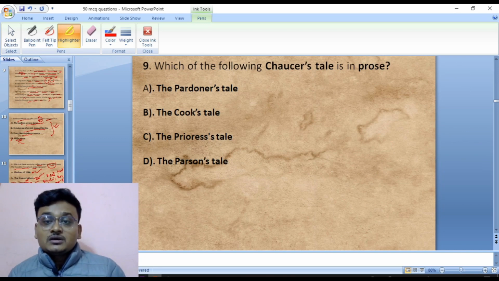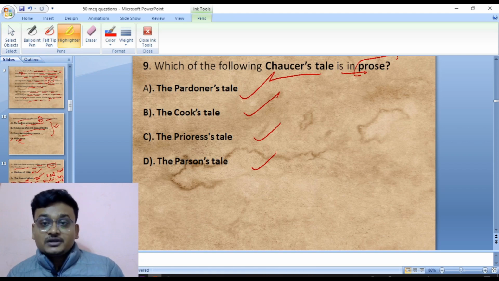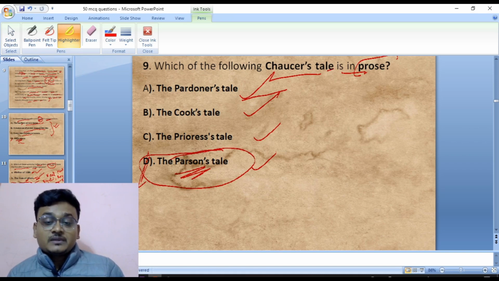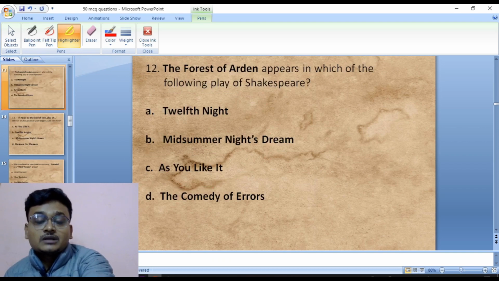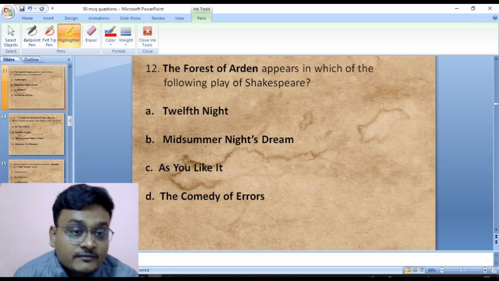Which of the following Chaucer's tales is in prose? Options are the Spardan's tale, the Cook's tale, the Prior's tale, the Parson's tale. So the option D here, the Parson's tale, is in prose. Okay, now move to question number 12.